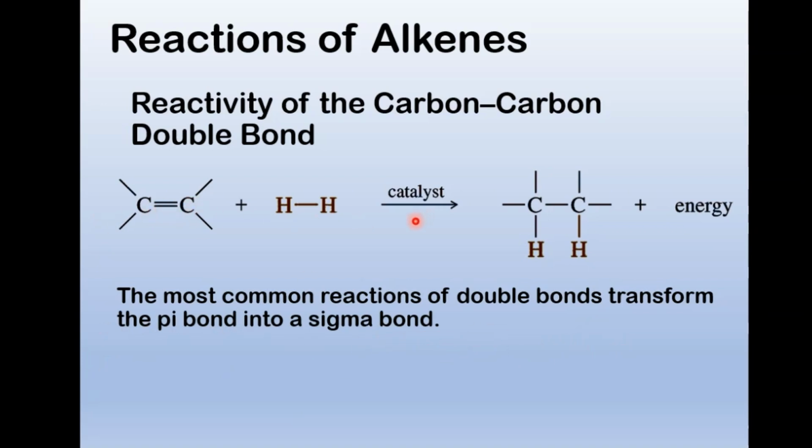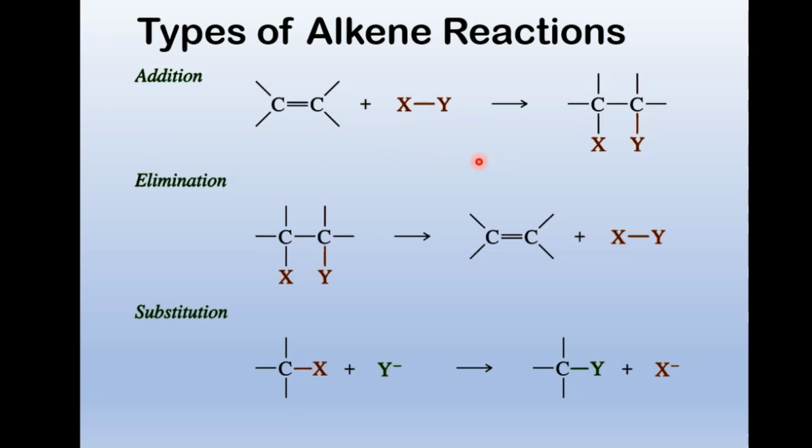There's a pi bond. Of course, we like to think of a pi and a sigma and call it a double bond. Now it's just a single bond. So here's what I've warmed you up for. An addition reaction. Something adds across the double bond. And in the previous chapter, we went over this quite a little bit.